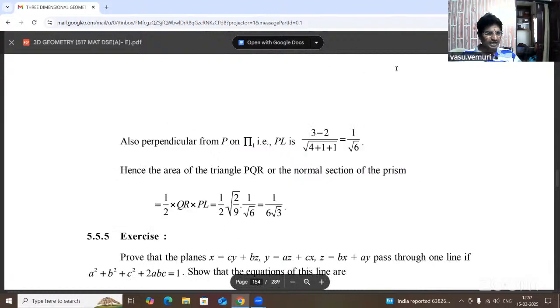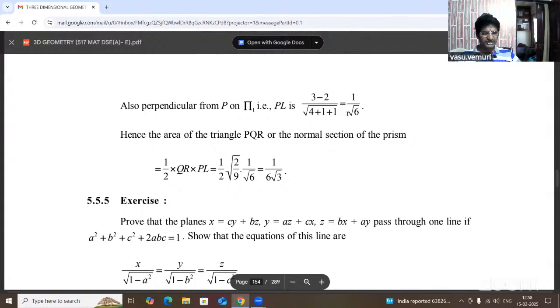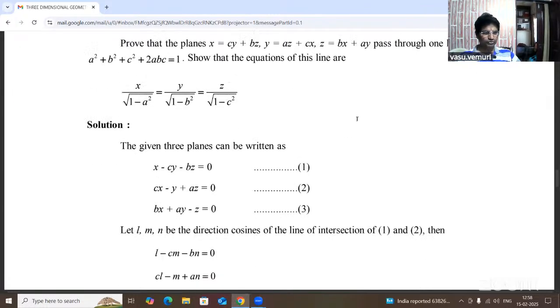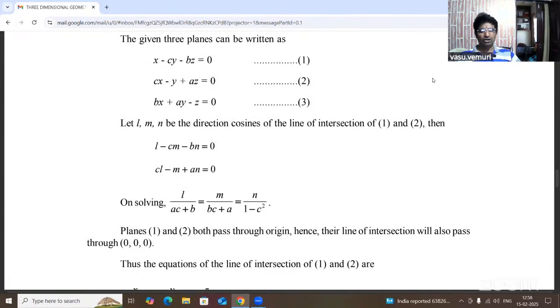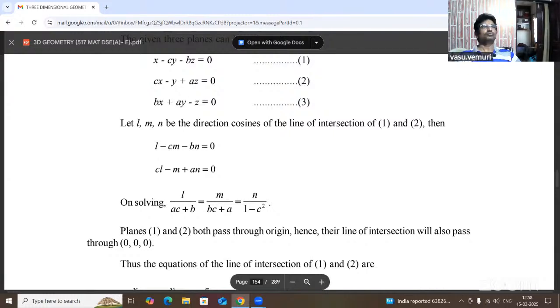Okay. And the perpendicular from a point to a plane. There are 2 planes here, mod d1 minus d2 by root of a square plus b square plus c square. So we are getting the value 1 by root 6. And the area of the triangle is 1 by 2 into root 2 by 9 into 1 by root 6. We are getting the value 1 by 6 root 3. So this is also one of the important problems. Students, the first 5 units you have to thoroughly practice, then automatically we are getting good marks.